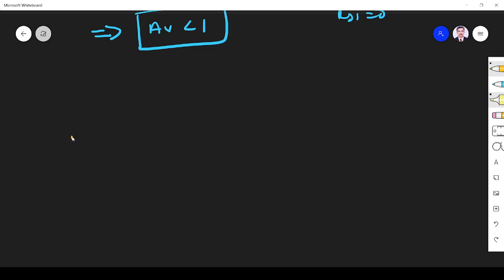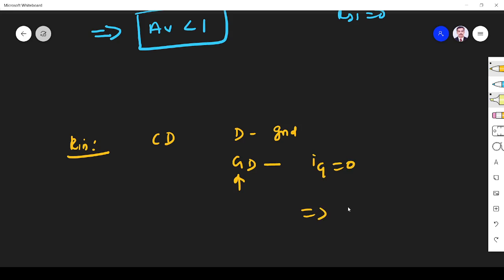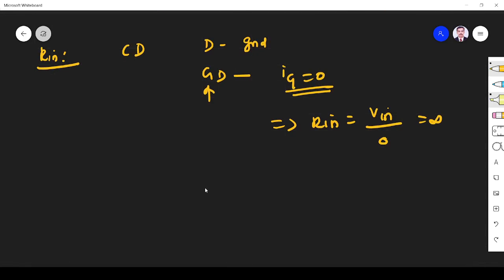So now we find Rin. Here the input is, it is common drain. So drain is grounded. Input is given between drain and ground, so sorry, gate and ground. So sorry, gate and drain. So drain is ground. So you know in the gate what is Ig? Ig is 0. Ig 0 means what is Rin? Rin is equal to Vin, input voltage, by input current. Input current is 0, so ideally it is infinity. So for common drain amplifier, the input impedance is infinity.